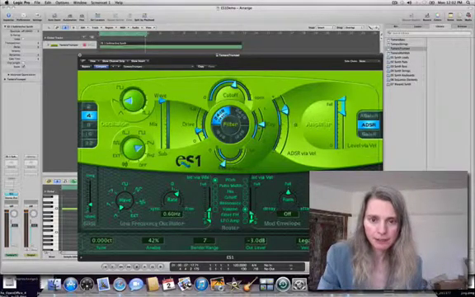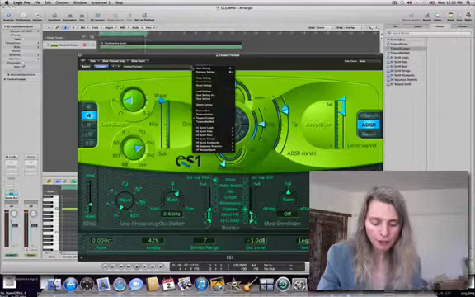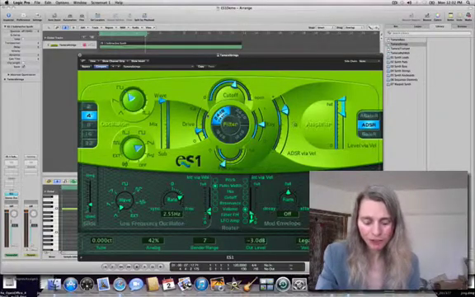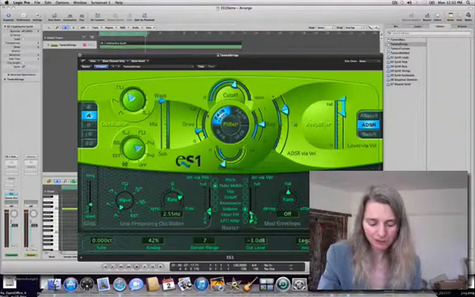The second modulation that I'm going to demonstrate is the pitch low frequency oscillator, or pitch LFO, and I'm going to try to simulate vibrato on a string sound with this.